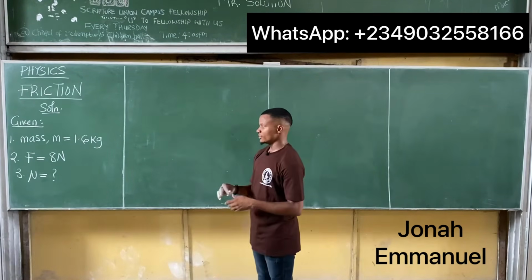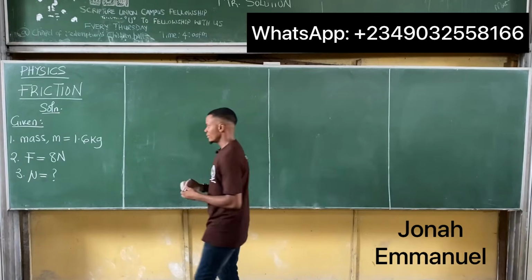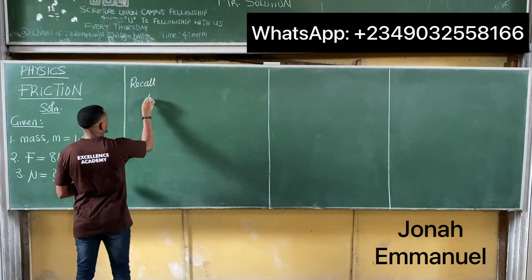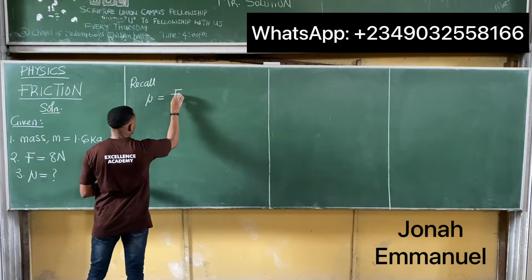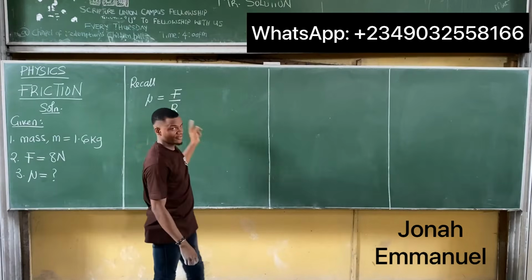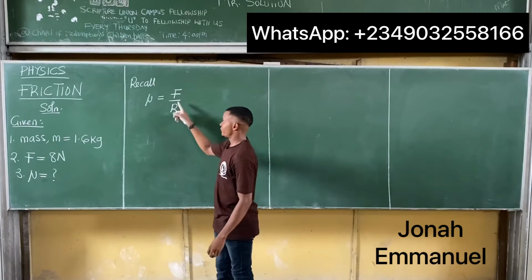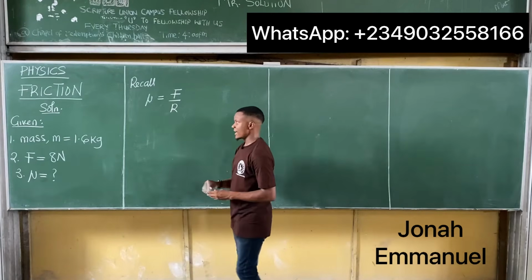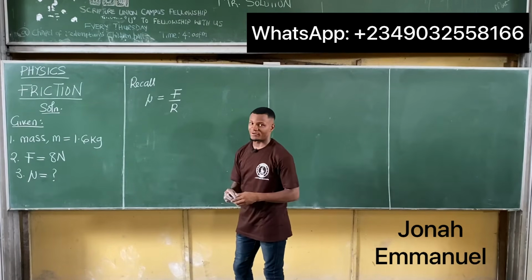Now to get this done, we'll have to recall our formula. Recall that we said mu is equal to F all over R, frictional force all over normal reaction. I already have the value for frictional force F, which we said is 8 Newton. My next task will be to calculate the value of normal reaction.